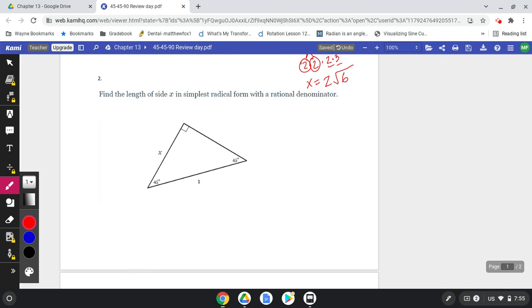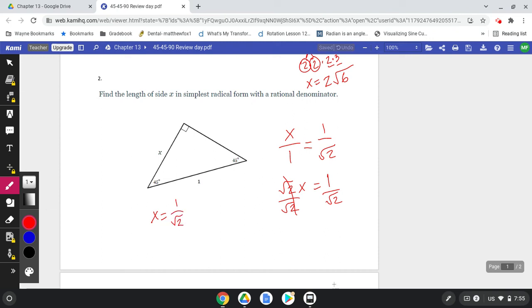All right, our next one. Find the length of side x. So x over 1, x in this case is a leg, so we are going to put a 1 up top. The 1 is the hypotenuse, so we put the square root of 2 there. Cross multiply, we will get square root of 2x equals 1. We divide by the square root of 2, divide by the square root of 2. And here we need to remember our second thing. So we would have x equals 1 over the square root of 2.